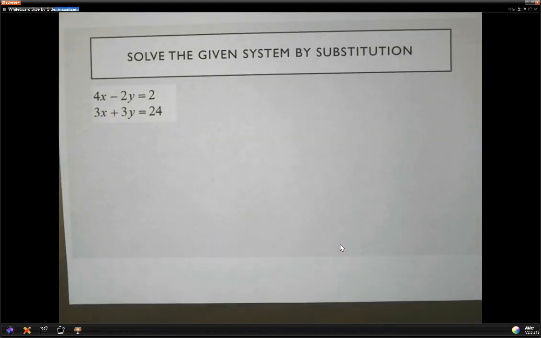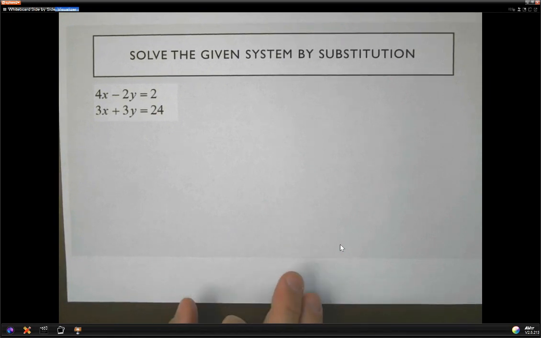Now for this particular system, notice how neither of them is solved for something. It's not solved for x, it's not solved for y. So what you have to do in this situation is figure out which equation you think would work better for you and which variable you want to solve for. Sometimes that's a little tough, right? Because you have to think about the process. You have to actually think about the steps before you actually do them.